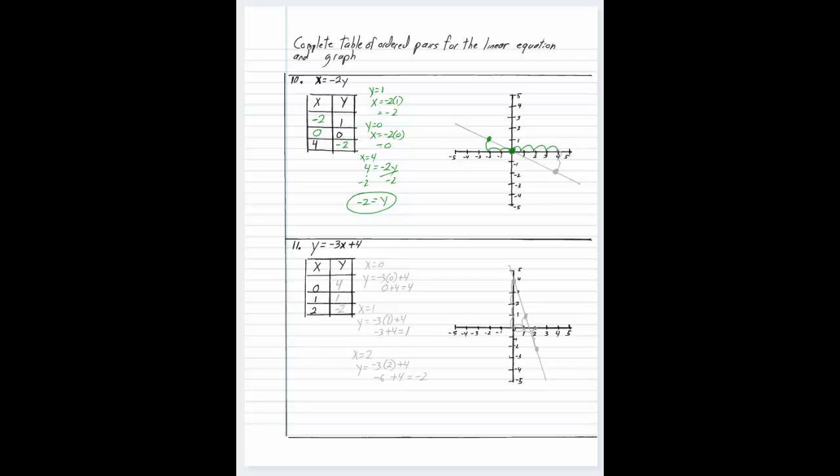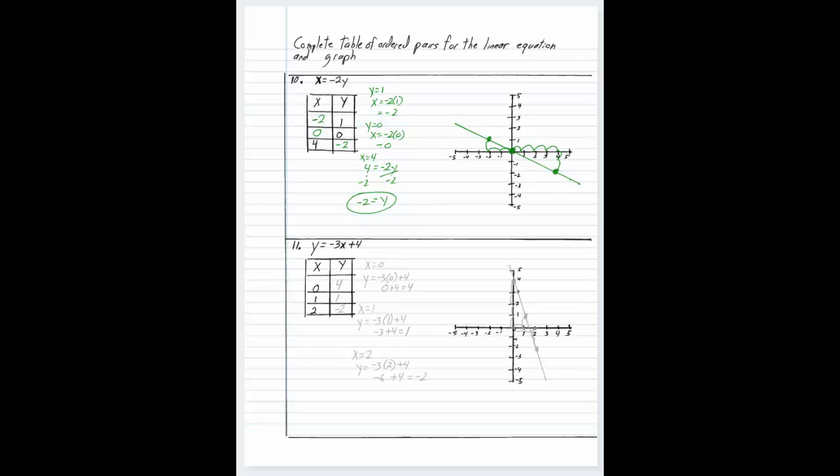And now let's try x equals 2. So this would give us y equals negative 3 times 2 plus 4. Well, negative 3 times 2 is negative 6. And negative 6 plus 4 is negative 2.